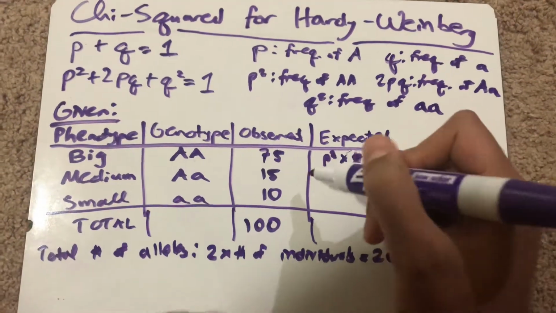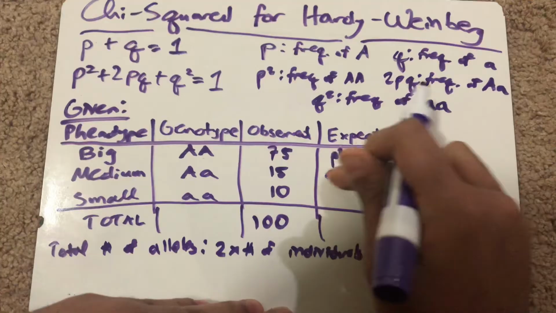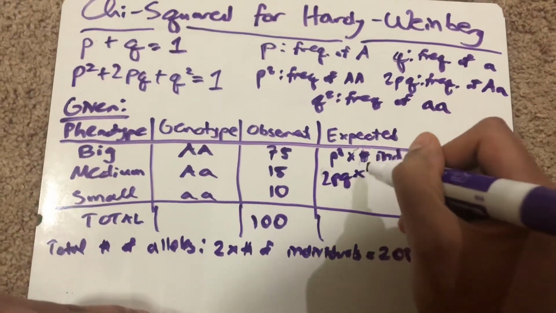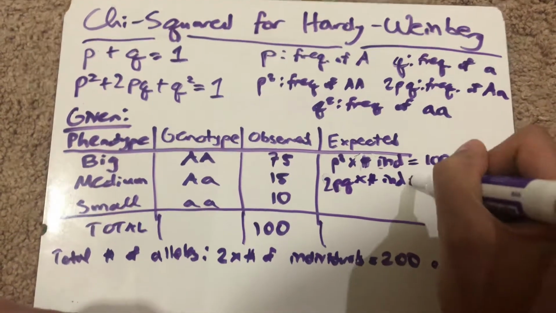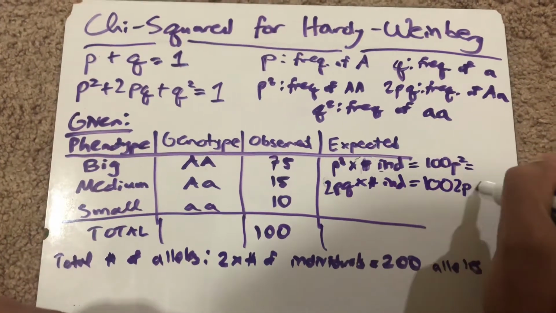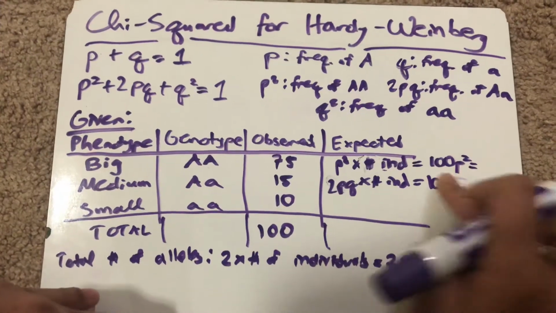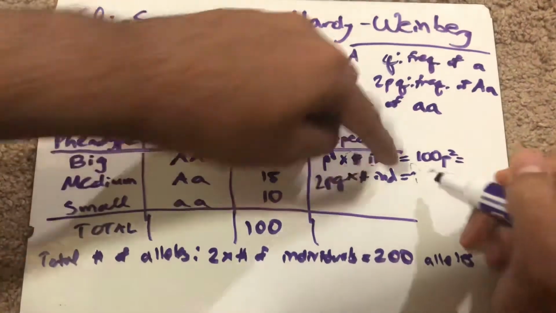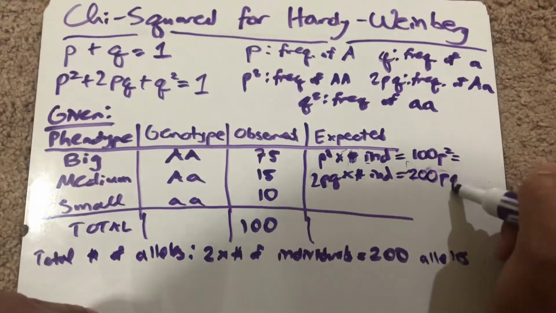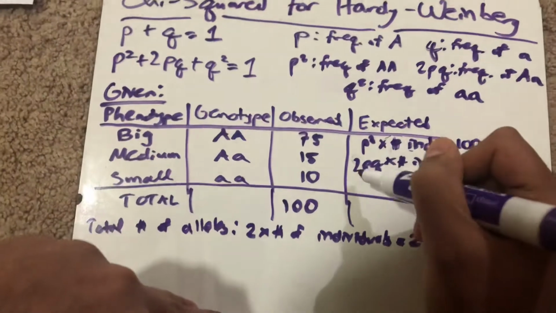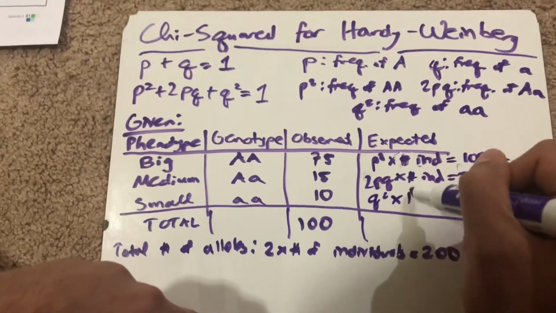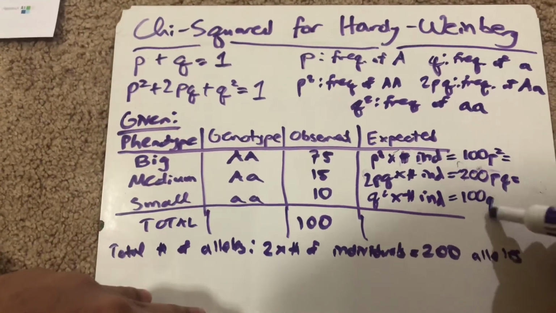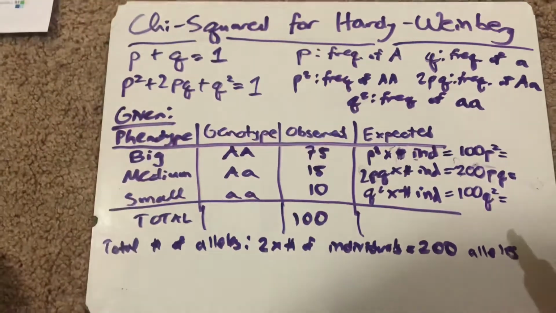And here, we're going to get 2PQ, right? Because this is the medium. And as we see here, that's 2PQ times the number of individuals, which in this case is 100. It should be 200 PQ in this case, because we have the 2 out front and the 100. So our coefficient is 200 PQ equals, we'll figure that out. And then finally, we need to find Q squared times the number of individuals to get our expected for little a. This is going to be 100 Q squared, and that's what we're going to figure out.